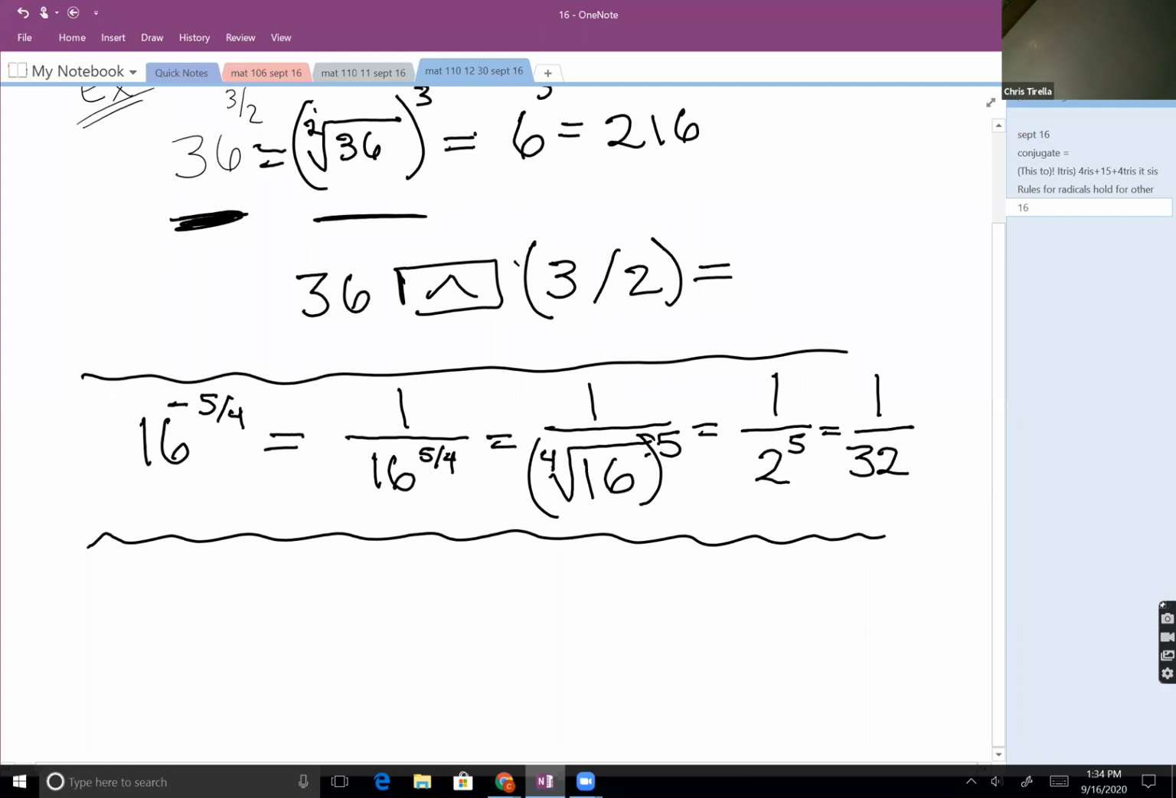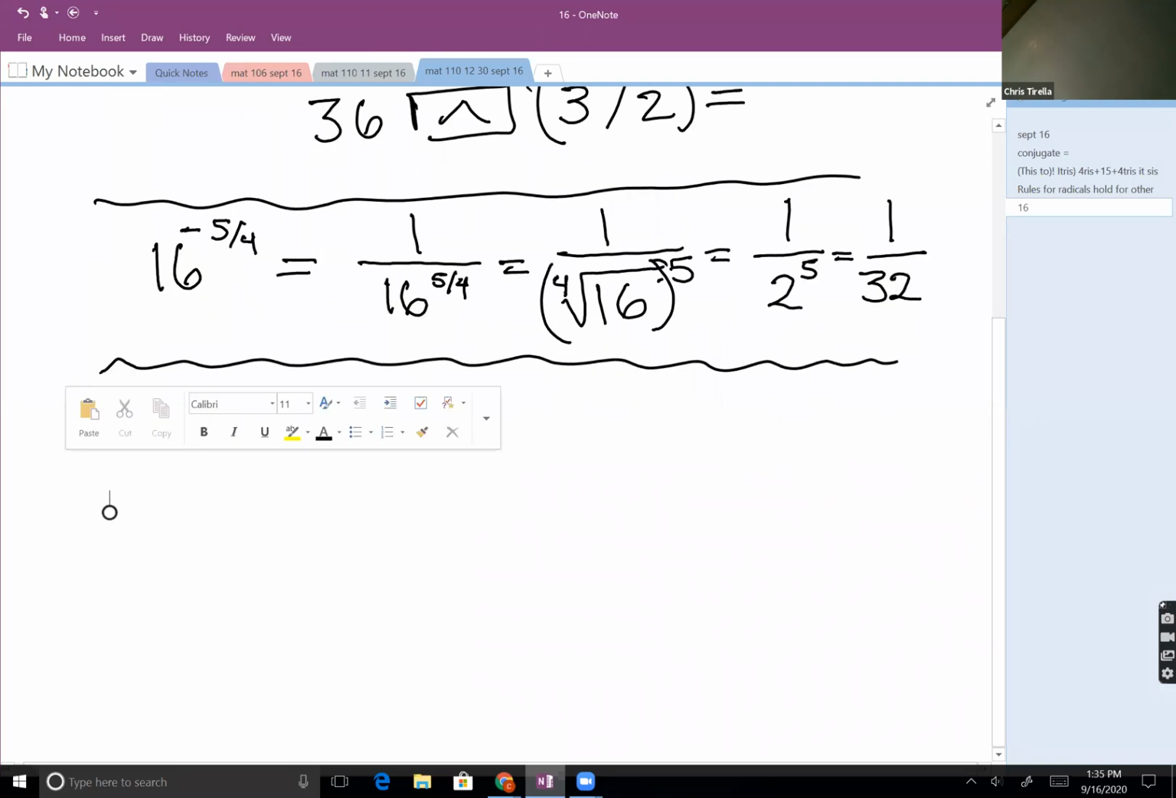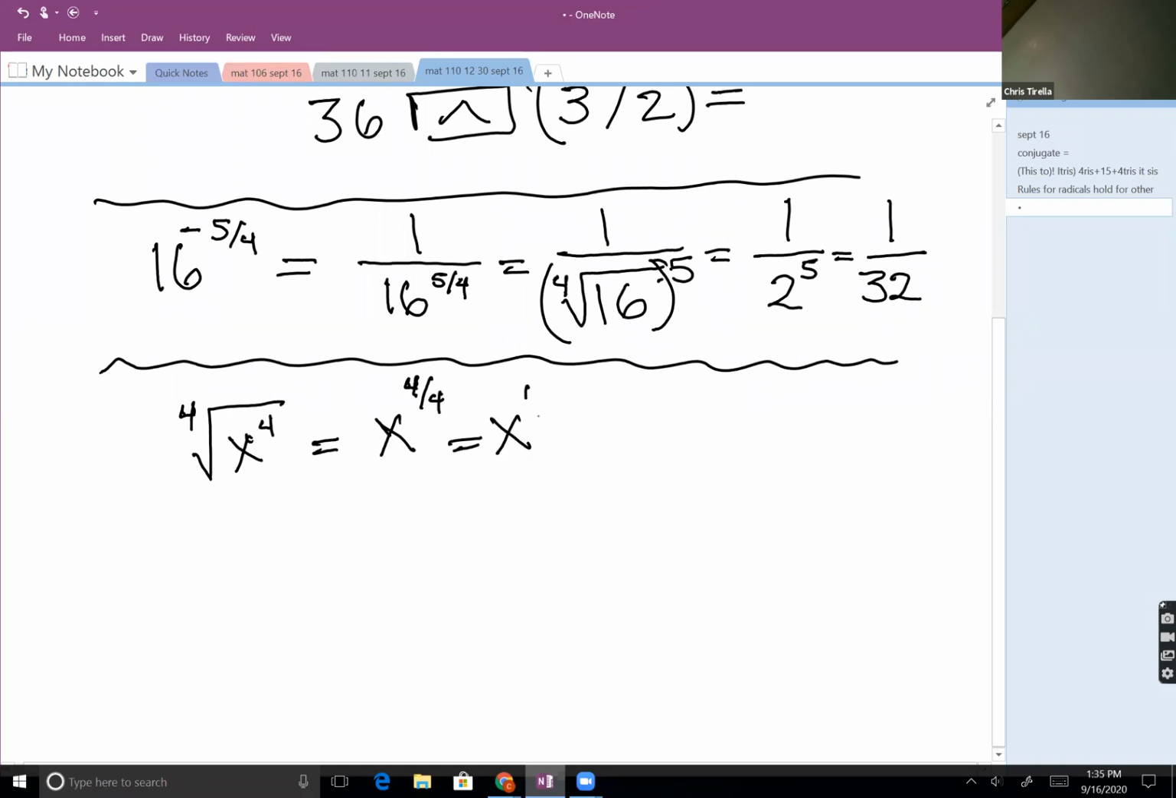And so backtracking, when we had earlier the 4th root of x to the 4th, we could think of this as x to the, well, we rewrite that with a fraction, 4/4, which would give me x to the 1st, or just x.